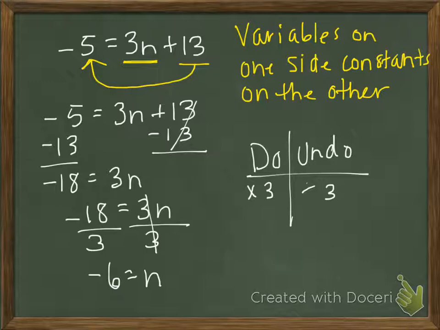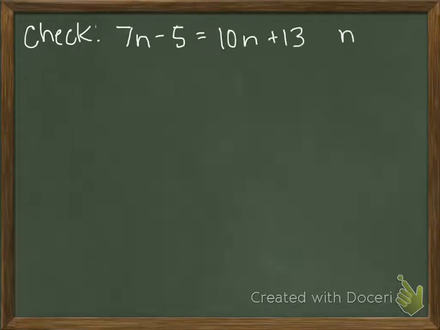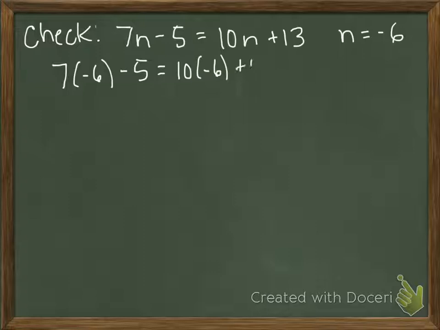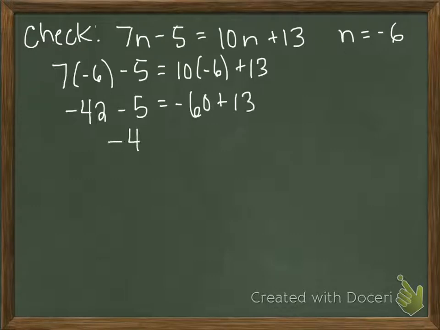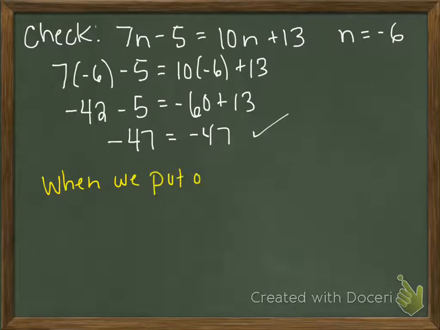Our next step is going to be to check our solution. So we have 7n minus 5 equals 10n plus 13. We thought n equals negative 6. So we plug in negative 6 and solve, and we get negative 47 equals negative 47.